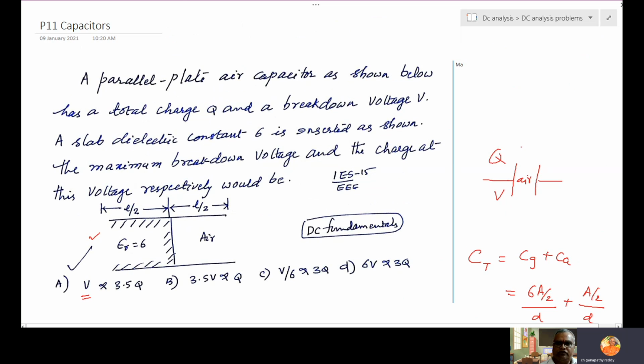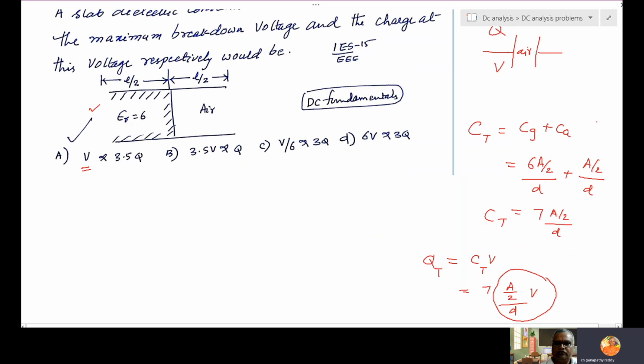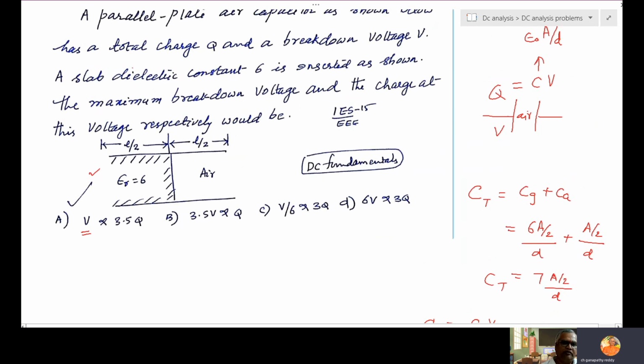Because originally Q is equal to CV. What is this C? Air only, so epsilon not A by D. That epsilon not everywhere I ignore, so anyway that will cancel even if you take. That's why A by D into V is equal to Q. So you will get 3.5. So the answer is Q into 3.5. This was asked in IES.